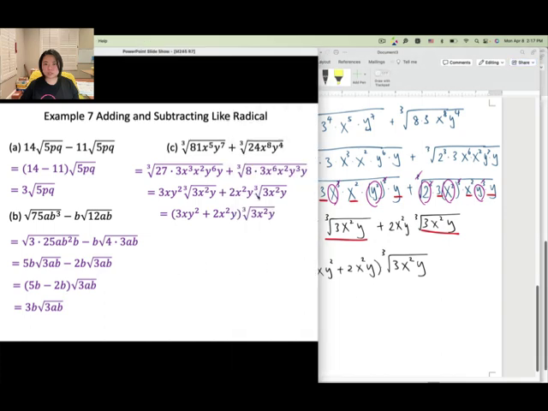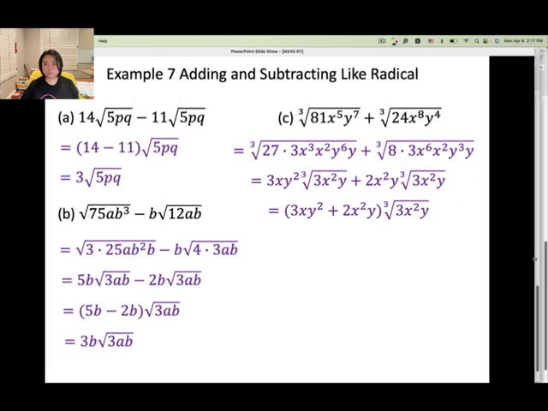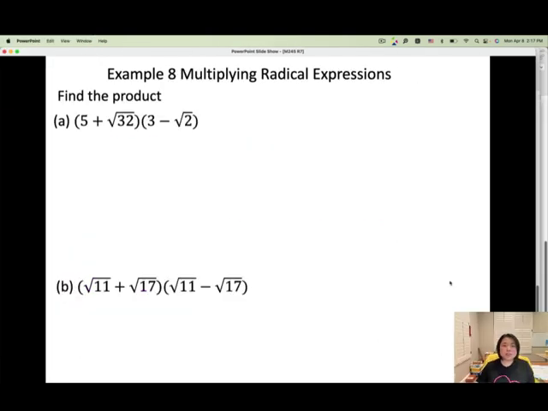Same thing. Multiplying radical expressions. For this one, we're going to distribute one by one. Just use the FOIL method. So distribute 5 times 3, 5 times negative radical 2, and 3 times this guy, and then radical 32 times radical 2 here. Do it one by one. So that would be 15, and you can't do anything for this guy.